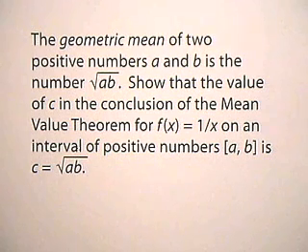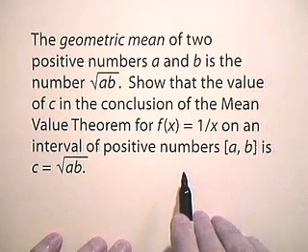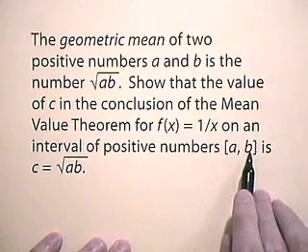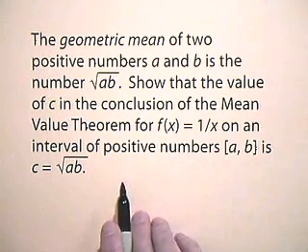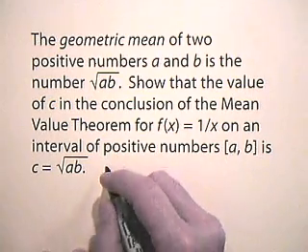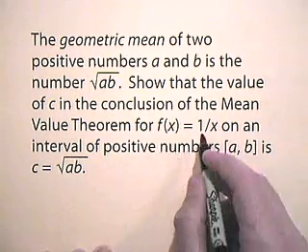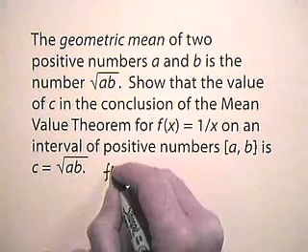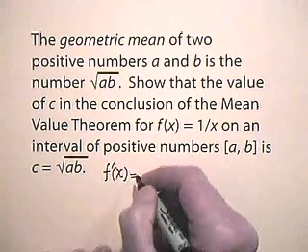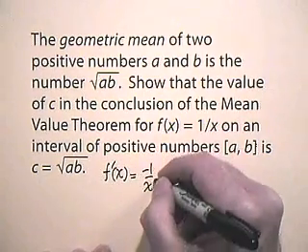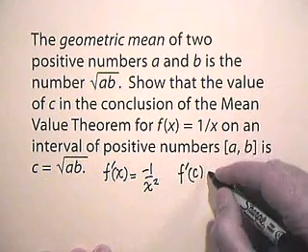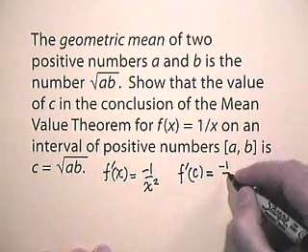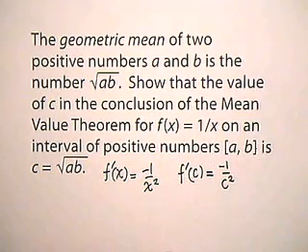Okay, so remember the mean value theorem says that the net rate of change from one end to the other is equal to the derivative at some point in the interior. So let's differentiate our function. F of x equal 1 over x has derivative f prime of x equals negative 1 over x squared. So that means our expression for f prime at c here is going to be negative 1 over c squared.